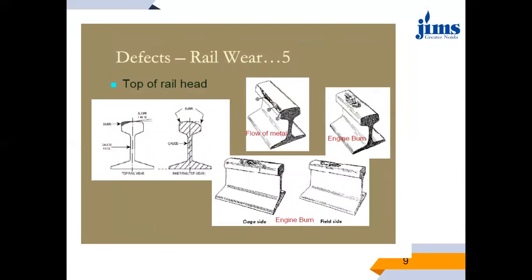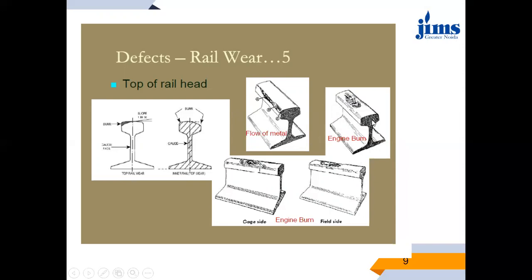So here is the diagram representing the defects, or you can say the rail wear at the top of the rail head. In the first diagram, you can see the left portion. Okay, there is a shaded portion on the left of the head of the rail. Okay, so over here it denotes the rail wear at the top of the head. Okay, then due to flow of the metal, in the second diagram you can see the flow of the metal has taken place on the head of the rail.